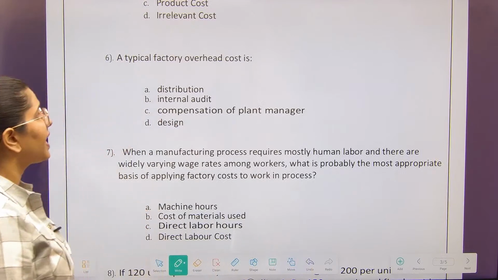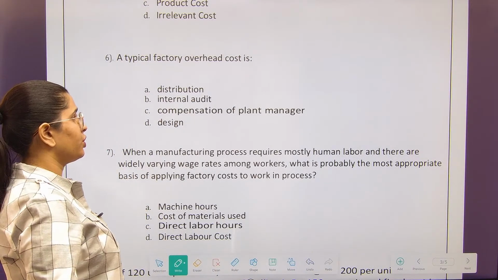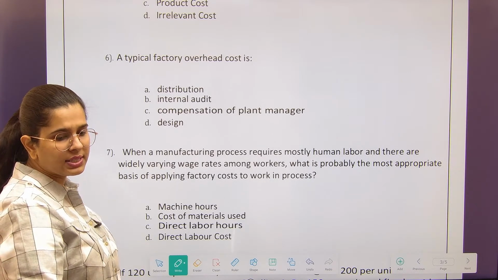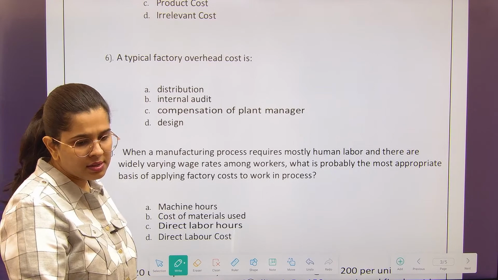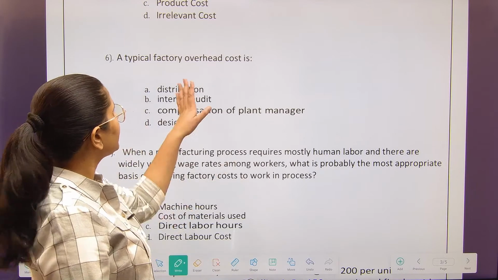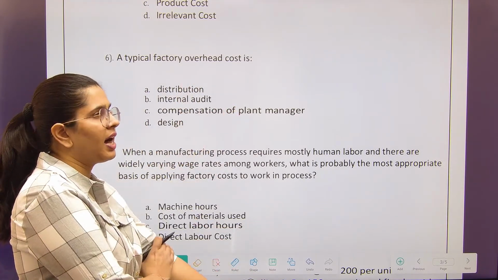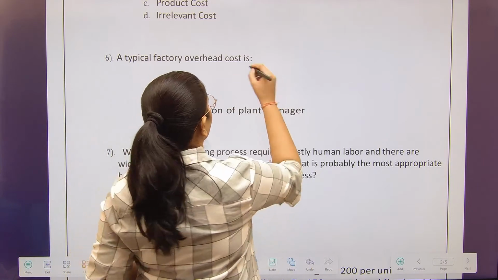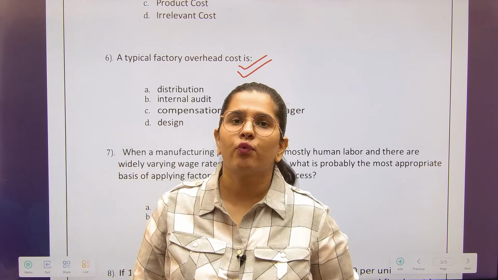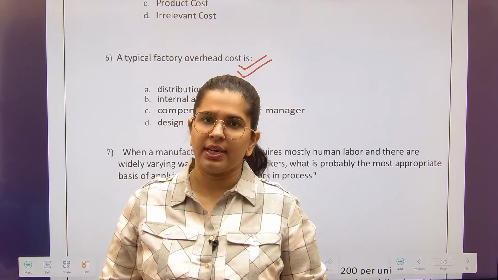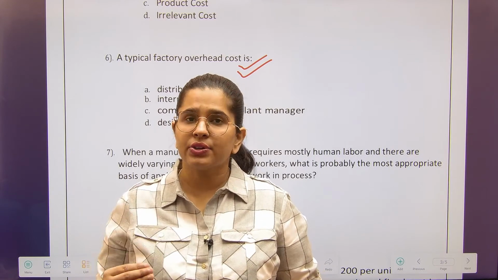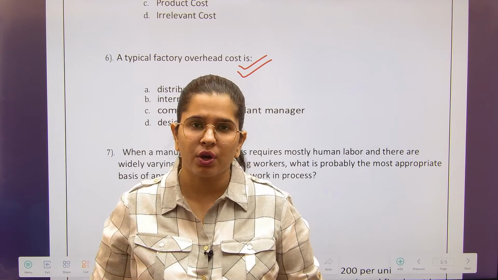Next: a typical factory overhead cost is distribution, internal audit, compensation of plant manager, or design. I hope this is an easy one. So a typical factory overhead cost is being asked over here. Now what is the takeaway from this question? Whatever type of cost you are reading about, let's suppose factory overhead or administrative overhead, just try to read two or three more examples of it, correct?